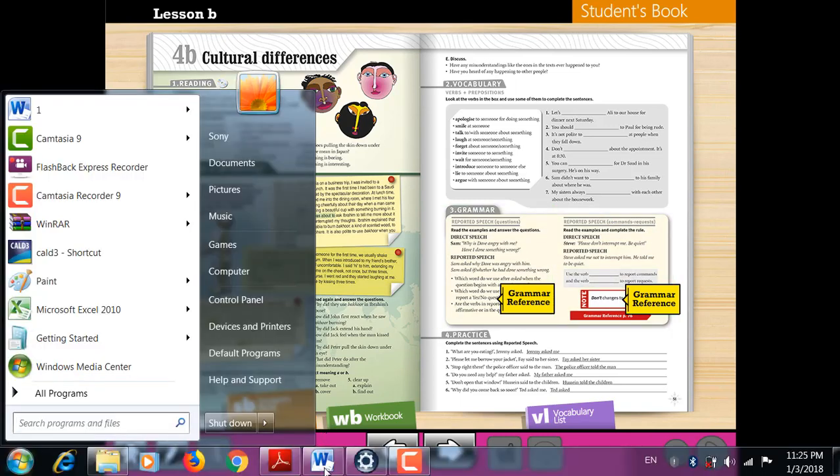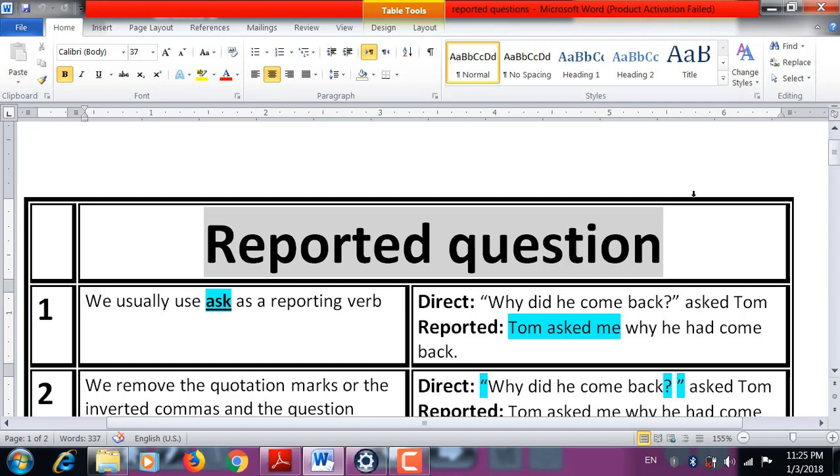Before we start our lesson, we have here the steps of how to report a question, right? So if we have a question like this, why did he come back, and you'd like to report it to someone else, you have to use the steps we will mention in our lesson. If you didn't watch the previous video on how to report a statement, you have to watch it before watching this video. Today we have how to report a question.